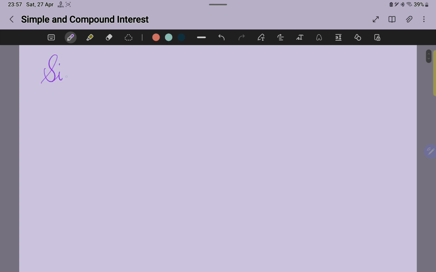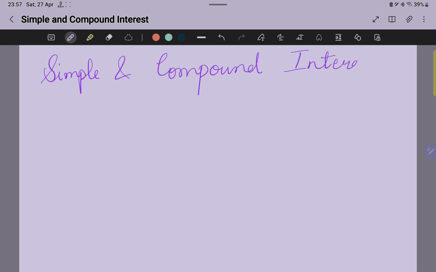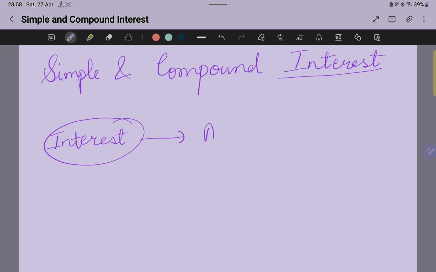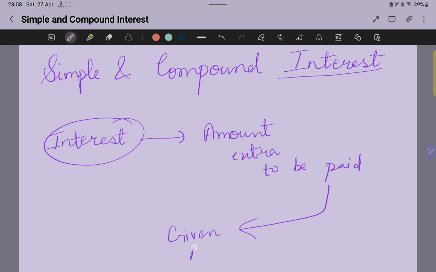Today I will be telling you about a very interesting concept of mathematics, that is simple and compound interest. Now first of all, you all must know what is the meaning of interest. Interest means some extra amount that you have to pay on a given amount.